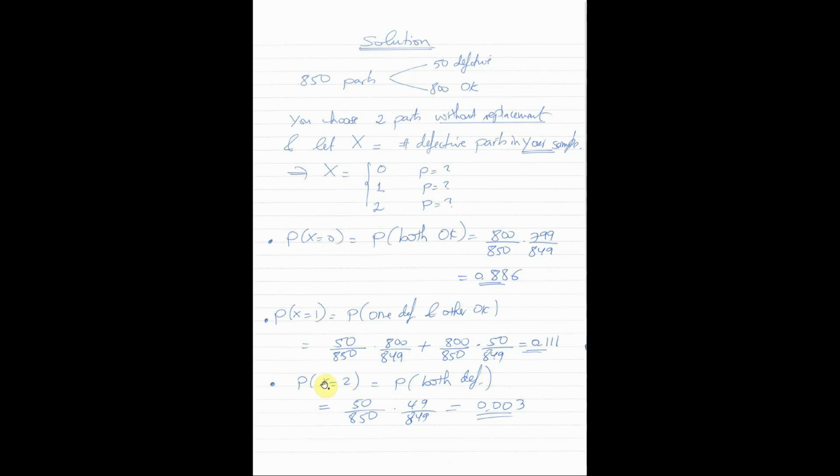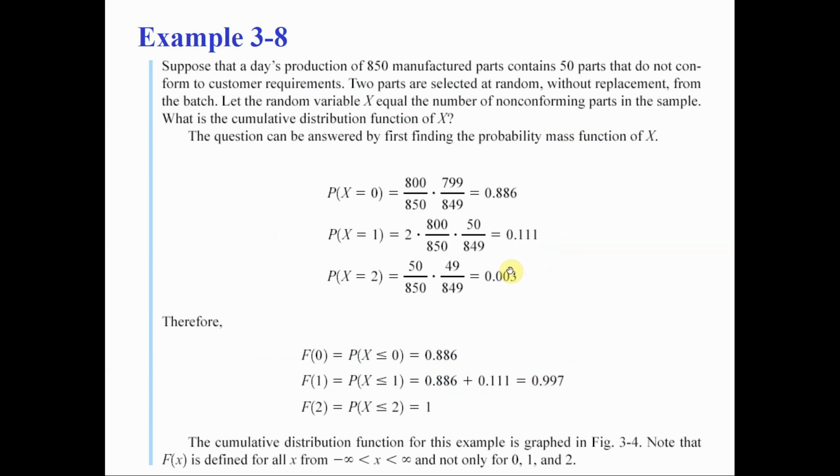Finally, we have the easy case. What's the probability that x is equal to 2? X is equal to 2 means 2 items are defective. It is the probability that both are defective. So the first one is defective with probability 50 over 850. Given that the first is defective, what's the probability that the second is also defective? 49 over 849. The first one is coming from the 50 and the second one is also coming from the 50. So we have 49 remaining at the second choice, 49 over the total of 849. Multiplying these two terms gives us 0.003. Exactly what you see here in the slide solution.